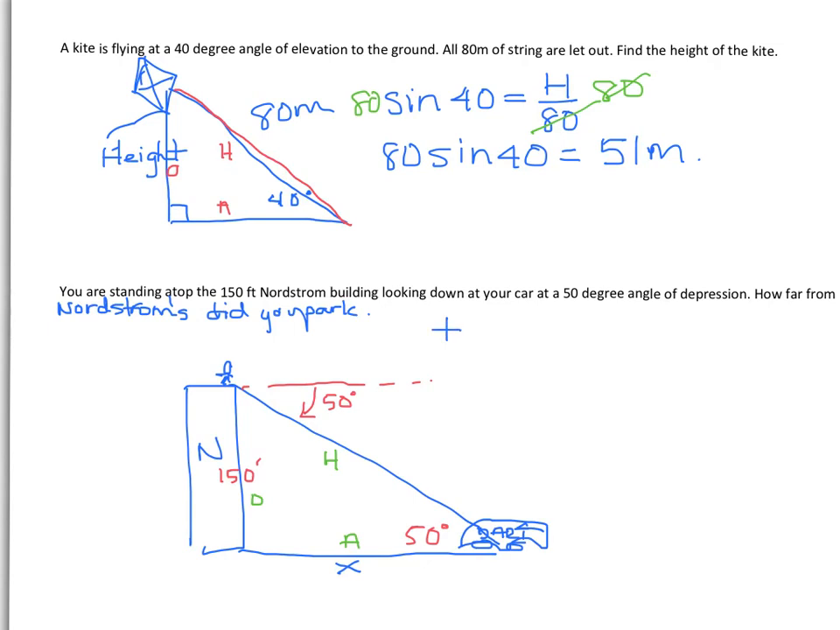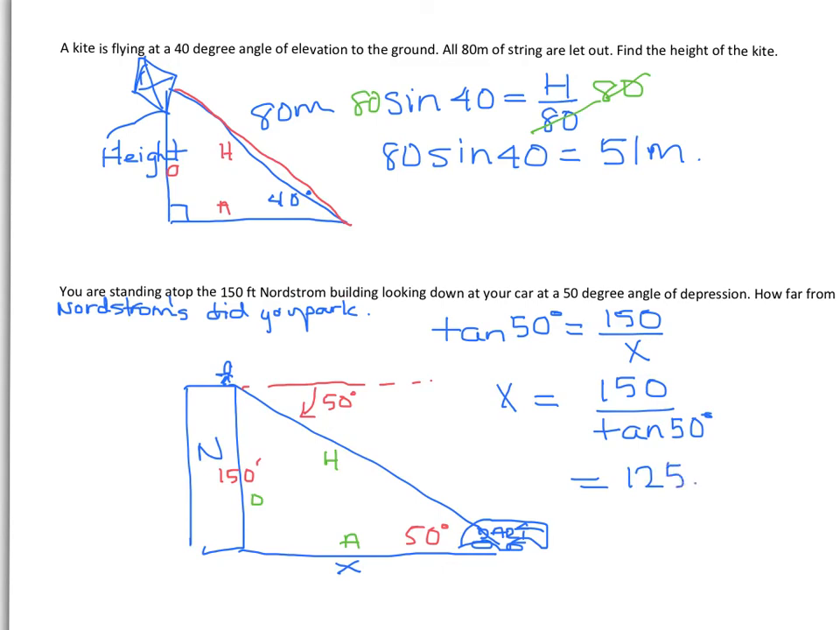So we have that the tangent of an angle, which is 50 degrees, is the opposite, 150, over the adjacent. That's what we're looking for. Since my unknown is in the denominator, this is going to become a division problem. So x equals 150 divided by tangent of 50. And when you work that out, it means you parked about 125.86 feet away.